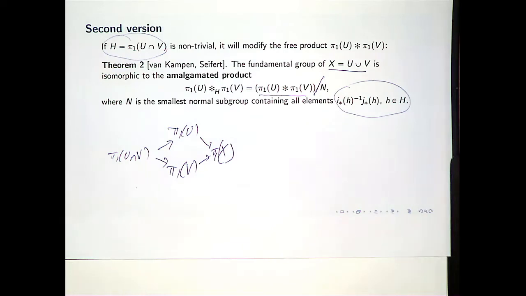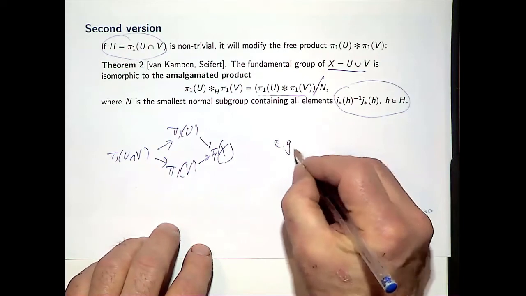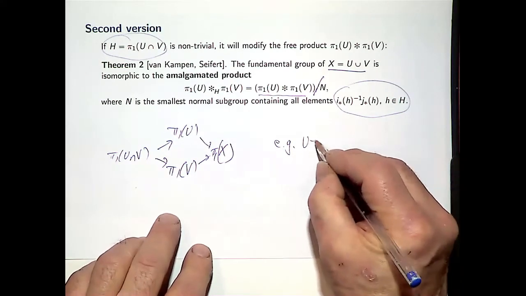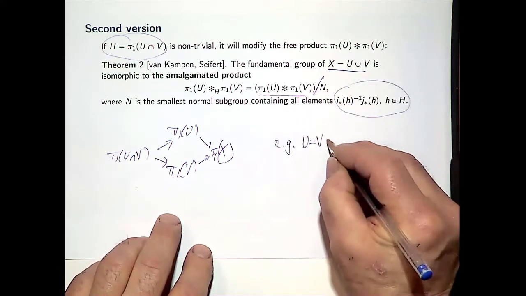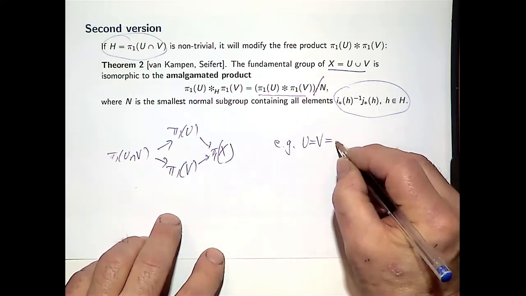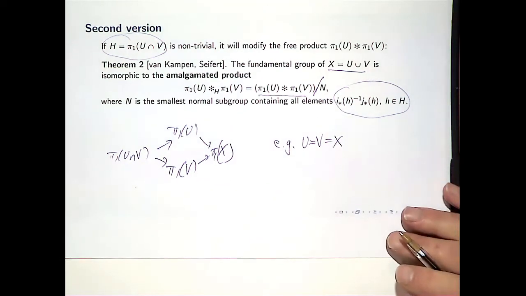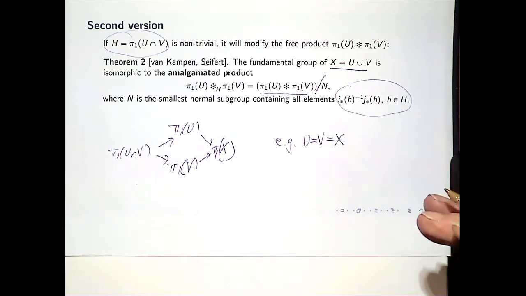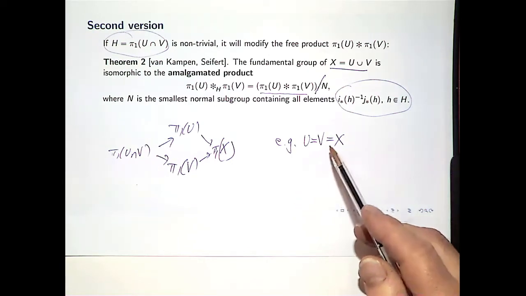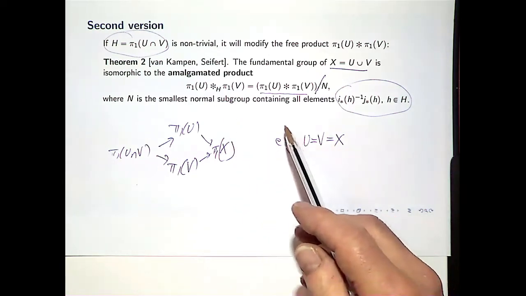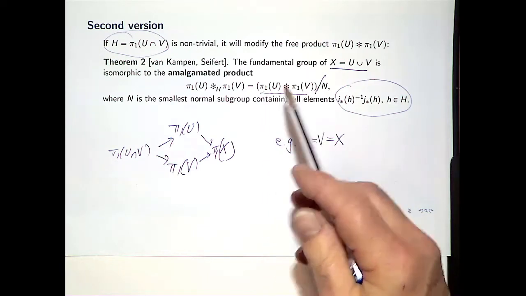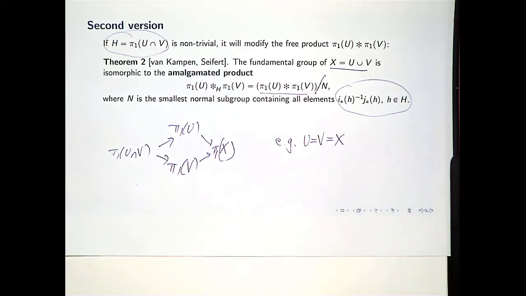Now, think of the case, just as a thought process, in which all the spaces are equal to X. That's allowed, right? Because X is an open subset of itself. So you could take these all to equal X. Now, in that case, obviously the fundamental group of X is not the free product of itself with itself, because that would be too big, because in the free product there's no relation between the two factors.